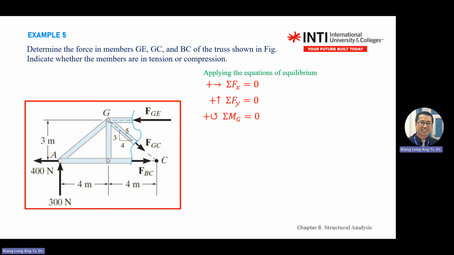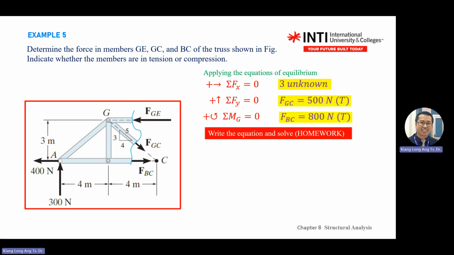All right. Can you put A? Can. Can you find moment at A? Also can. No issue. Okay. So for Fx, you have 3 unknowns: 1, 2, 3, because FGC you can split into X and Y direction. Remember, if the question gives you 3, 4, 5 like this, use proportional methods. So if this one you find 500 Newton, this one 500 Newton, FGC is 500 Newton.